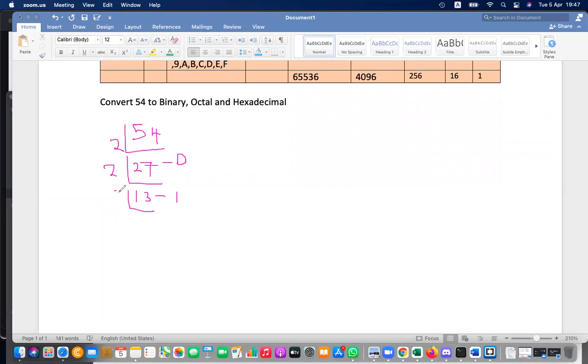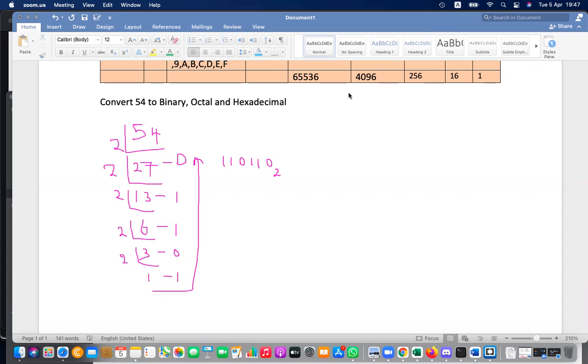Again divide by 2. 6, remaining 1. Again divide by 2. If I'm wrong, please correct. 3, remaining 0. Again divide by 2. That will be 1, remaining 1. Let's take from bottom to top. That is 1, 1, 0, 1, 1, 0 in binary. This is how you convert a number to a binary number. You have to continuously divide by 2 and write the remainder.